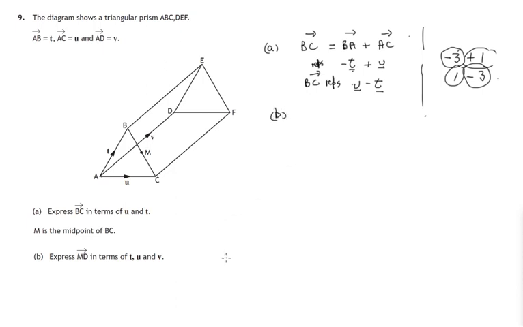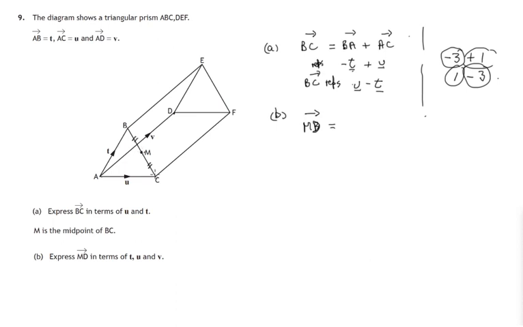Let's look at the second part. M is the midpoint of the line BC. And this time we have to express MD in terms of t, u and v. So rather than a direct route from M all the way out to D, we want to take the scenic route. So looking at part A, we already know what BC represents.